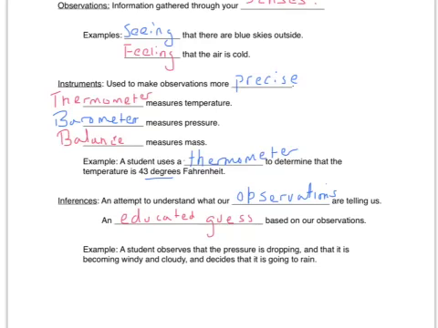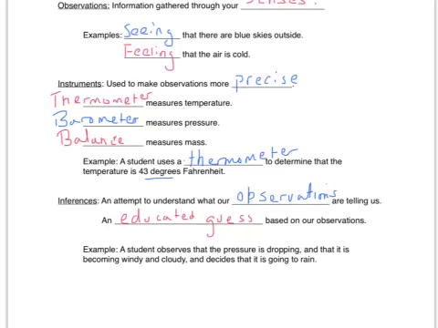Now, does the student know it's going to rain? No, so it's an inference. But possibly the student knows that when it gets windier and cloudier and the pressure is dropping, that usually means we're going to get precipitation, so it's probably going to rain. So it's an educated guess. It's not just based on nothing, it's based on observations, but we don't know for sure that it's true, and that's one way to tell an inference.